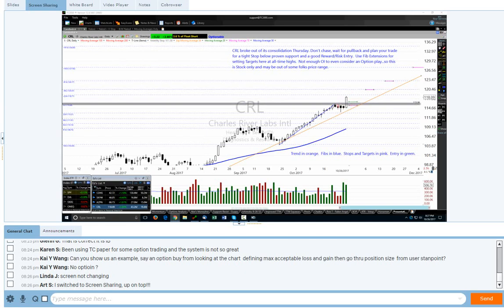If it does happen, I know this is support, and I can set my stop very tight below it, give me a very good risk reward. And again, using the fibs of the extensions of this run, 38.2, 61.8, and possibly 100% as targets over the longer term.